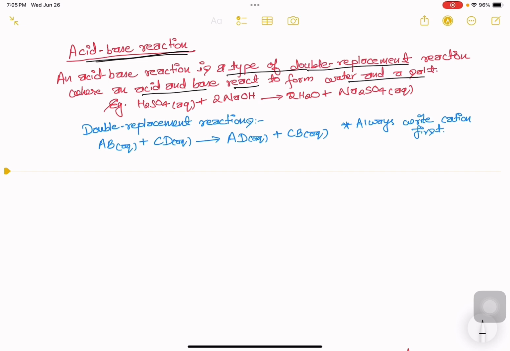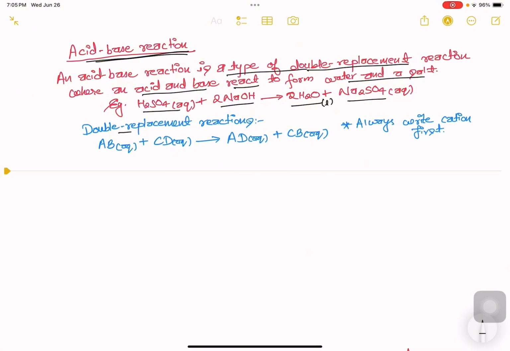For example, here H2SO4 is an acid. When it reacts with a base, sodium hydroxide, it forms salt, sodium sulfate here, and water. The phase of the water is liquid, (l).